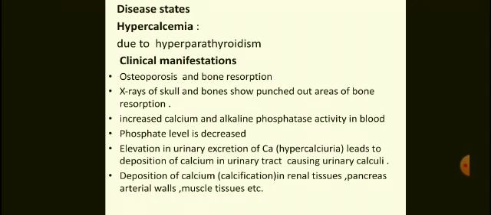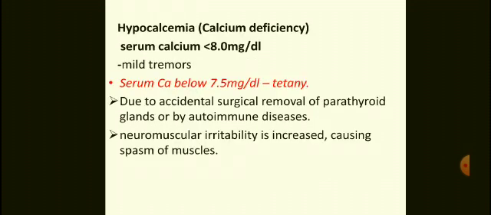There is elevation in urinary excretion of calcium, that is hypercalciuria. It also leads to deposition of calcium in the urinary tract, causing urinary calculi. Then there is deposition of calcium in renal tissues, then pancreas, arterial walls and muscle tissues also. So these are the clinical manifestations in hypercalcemia.